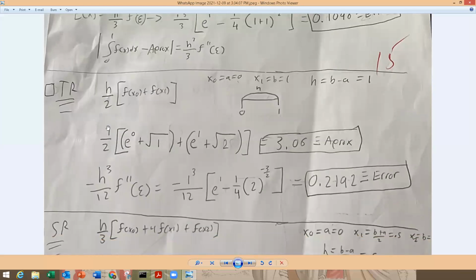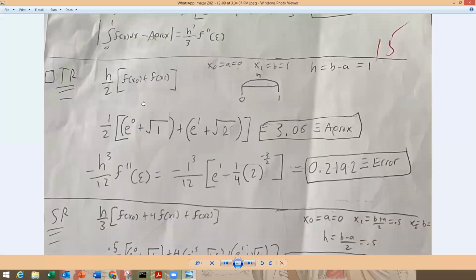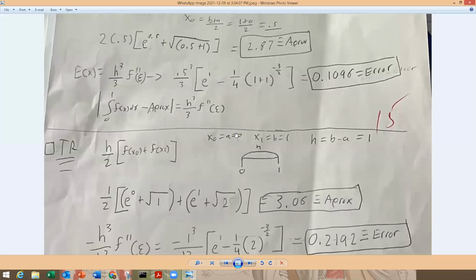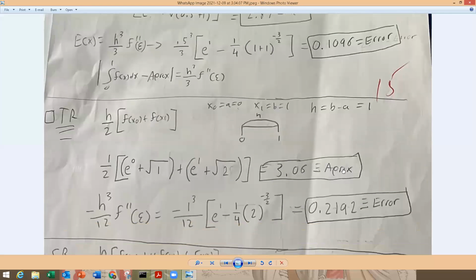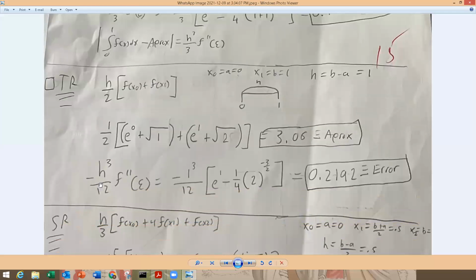So since my h is 1 because it's 1 minus 0, you just do 1 over 2. And now x naught is a, which is 0. So you plug in here zeros, then you add it to x1, which is b, which is 1. You add it to ones here, fill in the formula, gives you an approximation of 3.06. Now this is the error formula, so we could get our error.